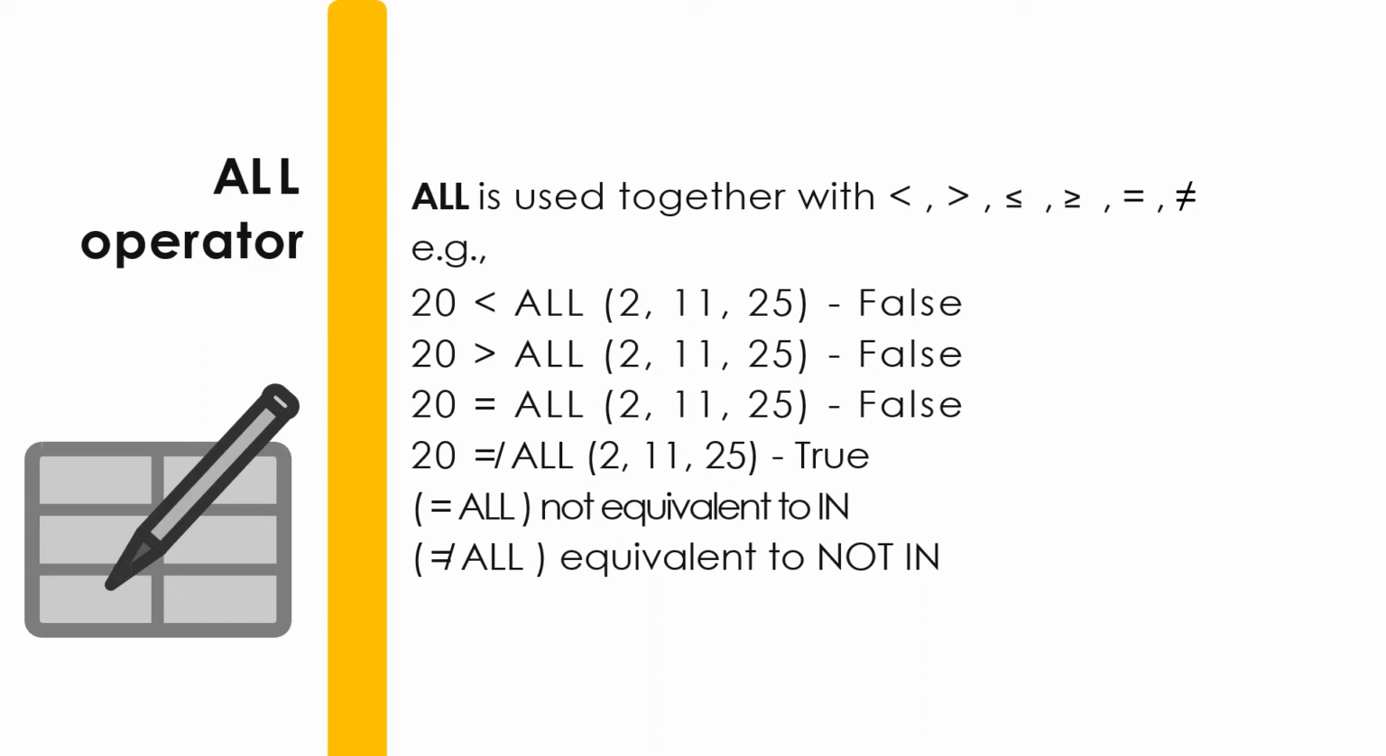So in here, the first one is false because only one of the choices is less than 20. The second one is still false because only two satisfy: 20 is greater than 2 and 11. The third one is still false because none of them satisfy equality, but the last one is true because all of the choices are not equal to 20. Take note that equals ALL is not equivalent to IN, but is equivalent to equals ANY. But not equal to ALL is equivalent to NOT IN.